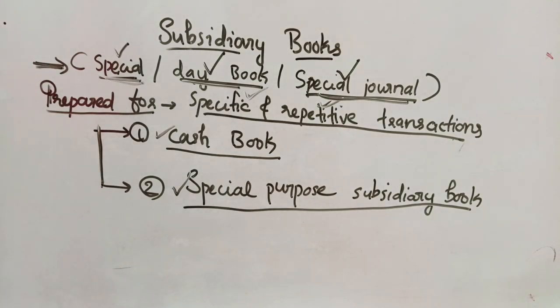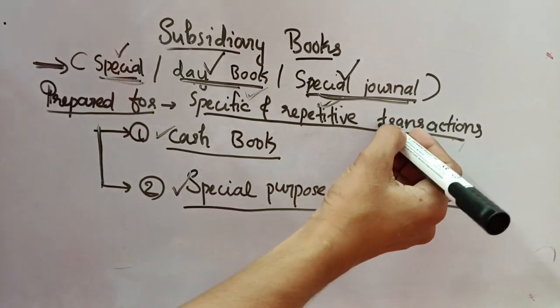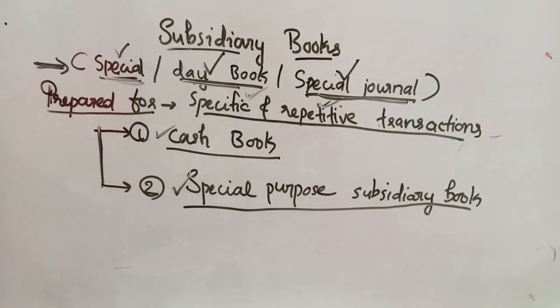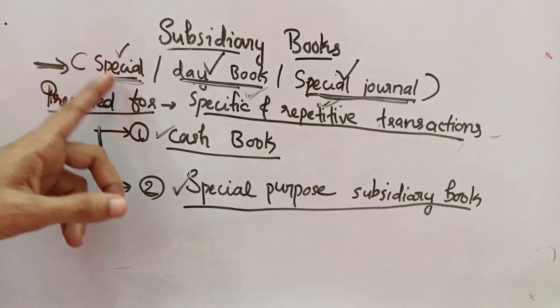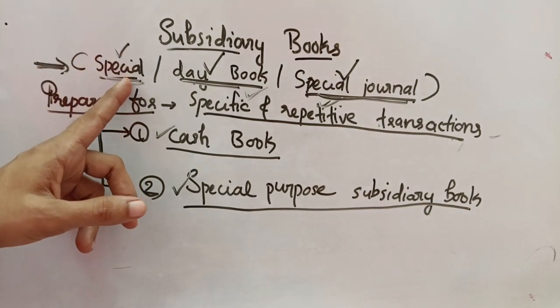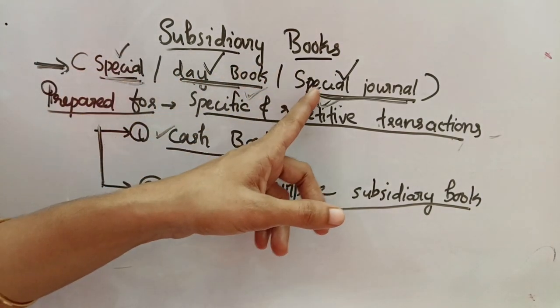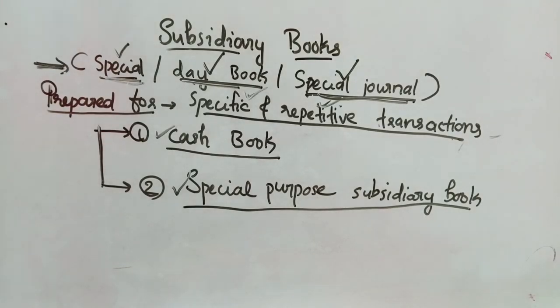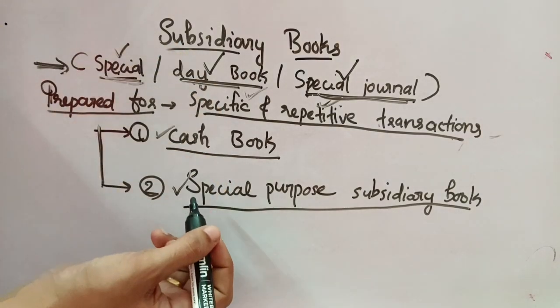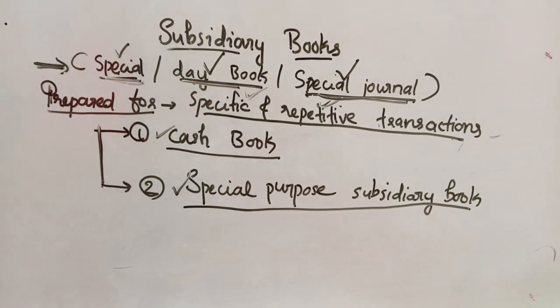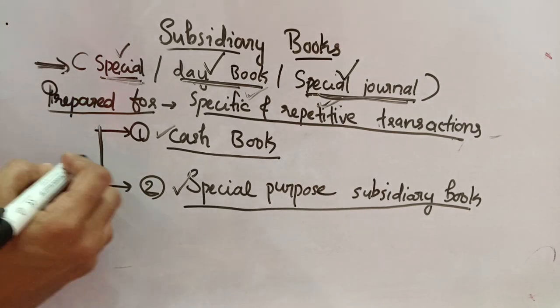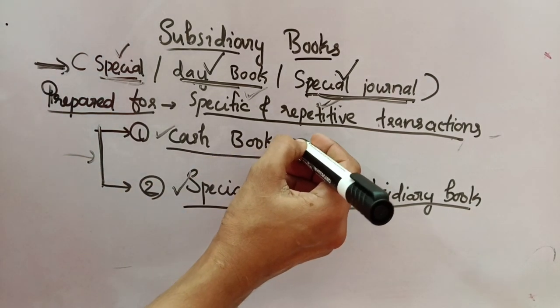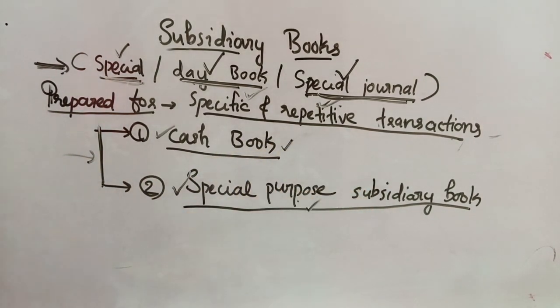A subsidiary book is a book of original entry like the journal. Here the specific and repetitive transactions are recorded, and this may be called a special book, day book, or special journal. Subsidiary books can be mainly classified into two categories. The first one is the cash book, and the other is the special purpose subsidiary books.